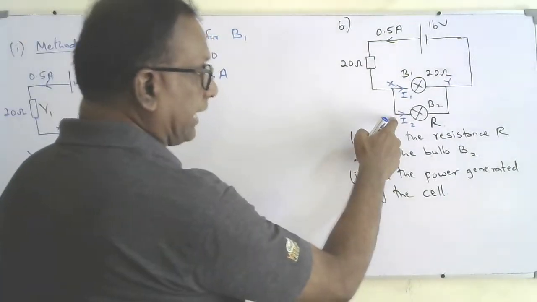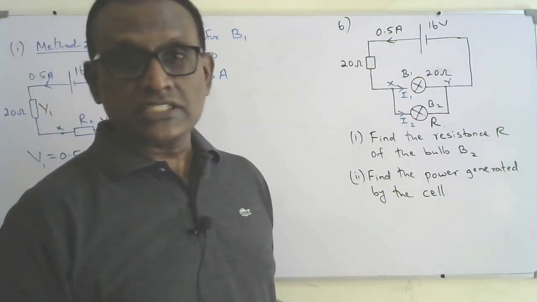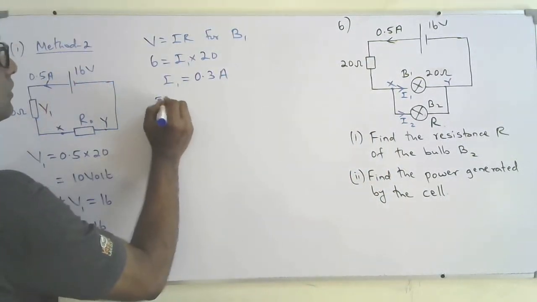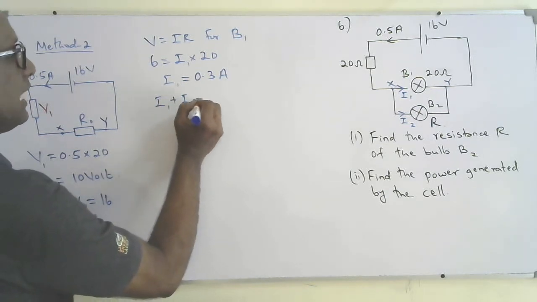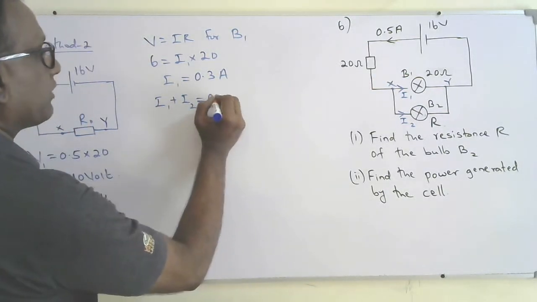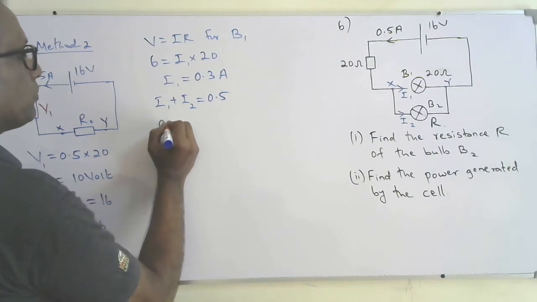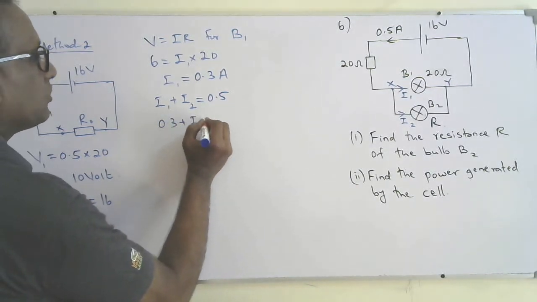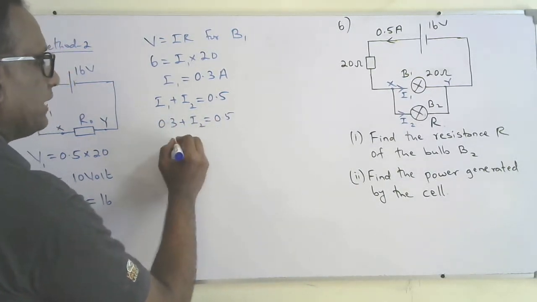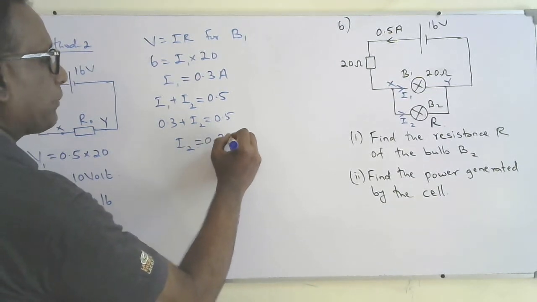I can find the current I2 now by using Kirchhoff's first law. I1 plus I2 equal to 0.5. So 0.3 plus I2 equal to 0.5. So I2 will be 0.2 amperes.